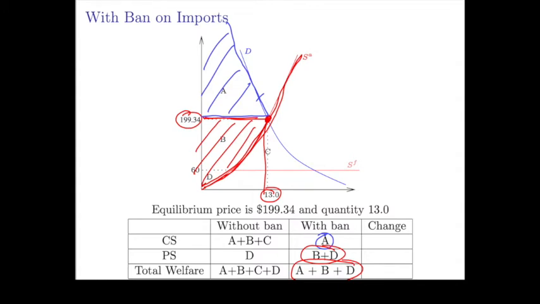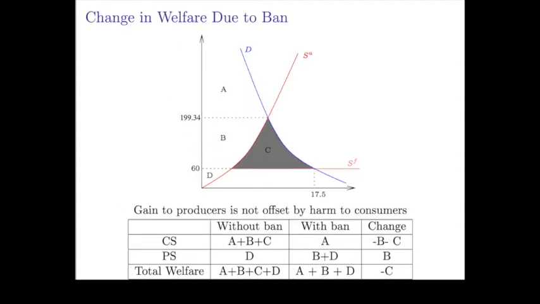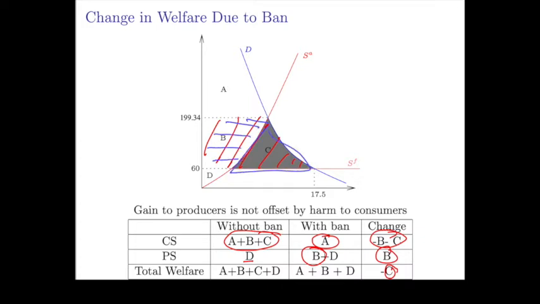So what's the change in welfare due to the ban? Well, the consumers lose B and C. They used to get A, B, and C. Now they just get A. The producers gain B. They used to get D only. Now they get both B and D, so they gain B. So the total welfare loss is C. The consumers are losing out on this whole area, and the producers are recovering only part of it. So C doesn't get recovered, and that's the deadweight loss from banning imports.